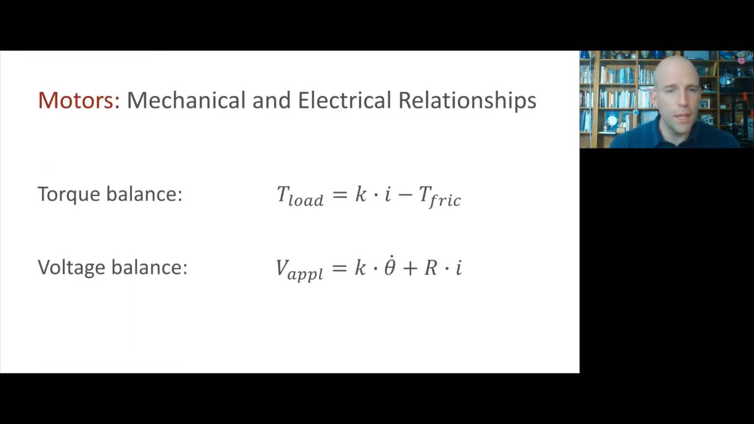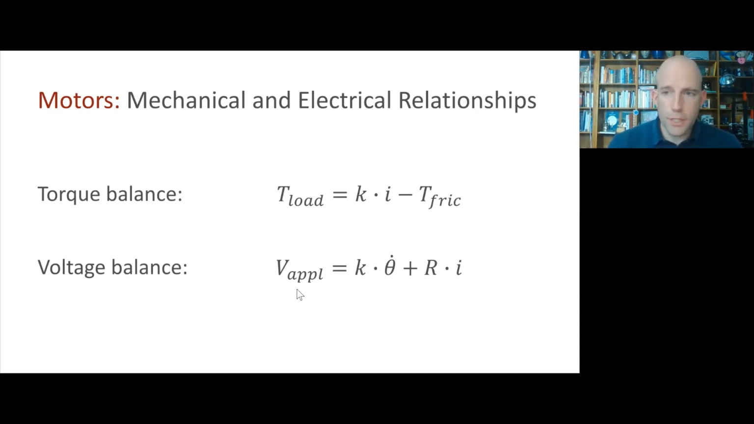The first thing to do is just to be sure to really lock in these two equations, the torque balance and the voltage balance. And in the torque balance, notice that the load torque is equal to the motor constant times the motor current minus the friction torque. So the output torque of the motor won't exactly equal Ki. We'll also lose some torque to friction so that the output will be a little bit less.